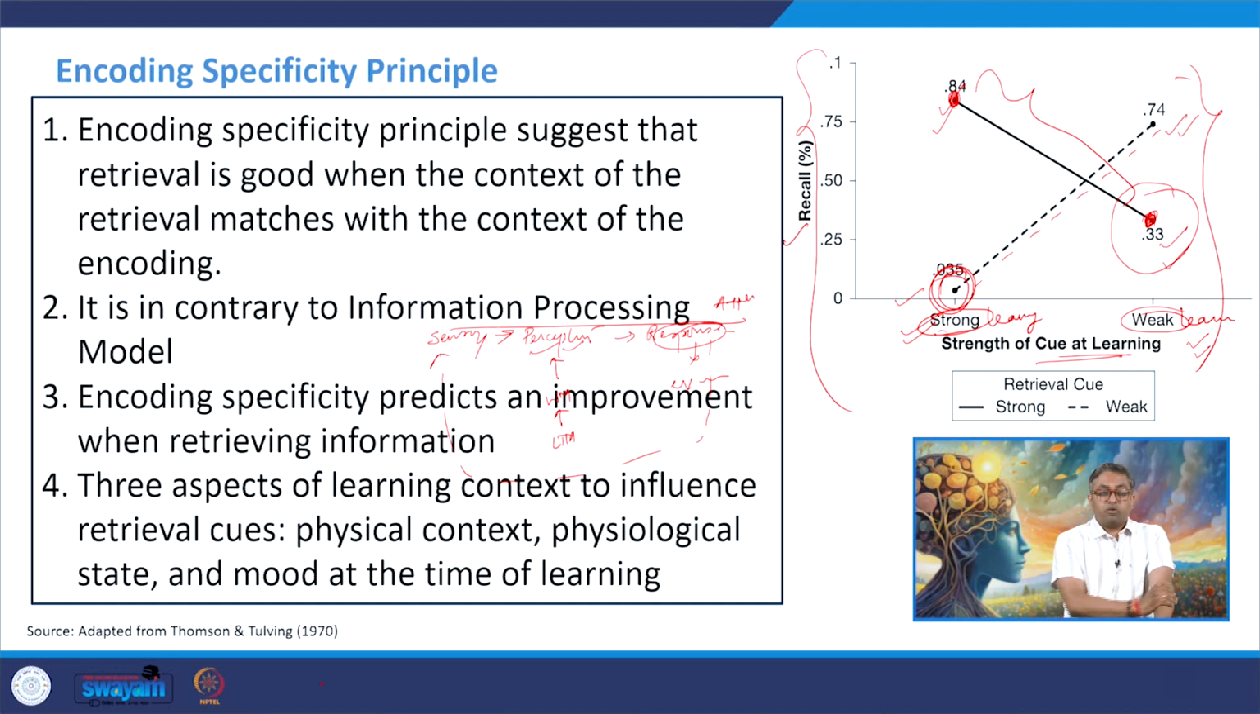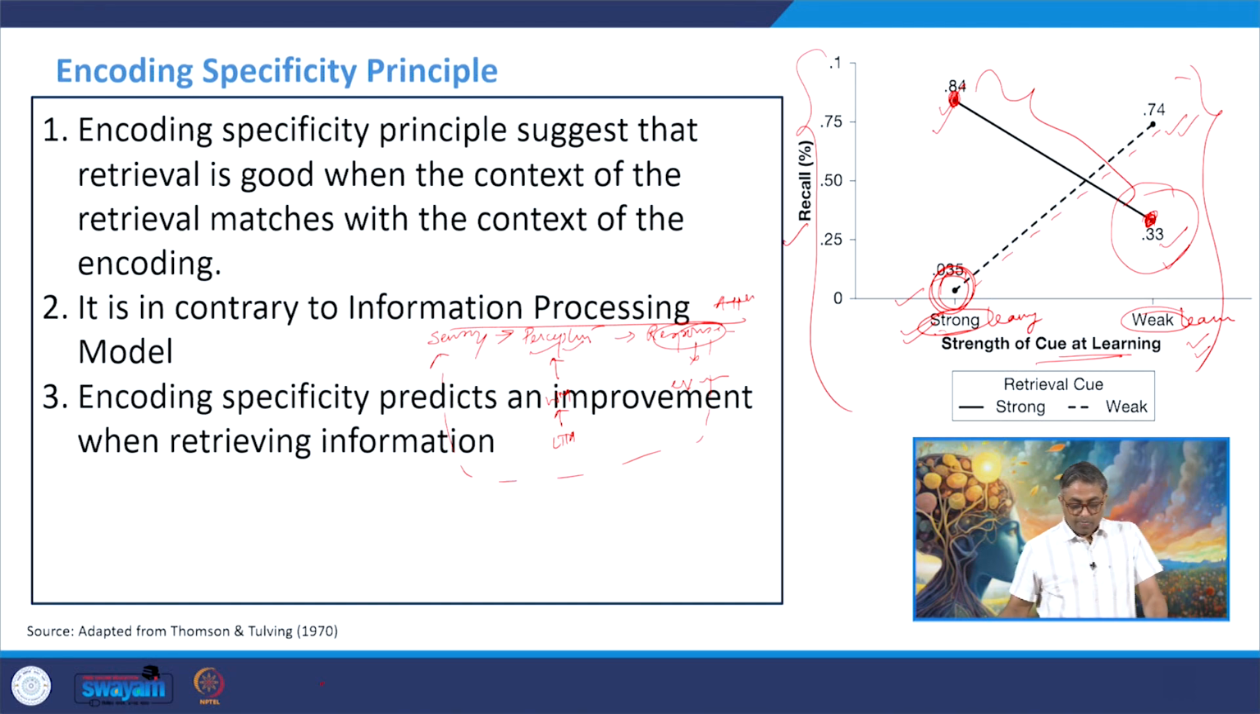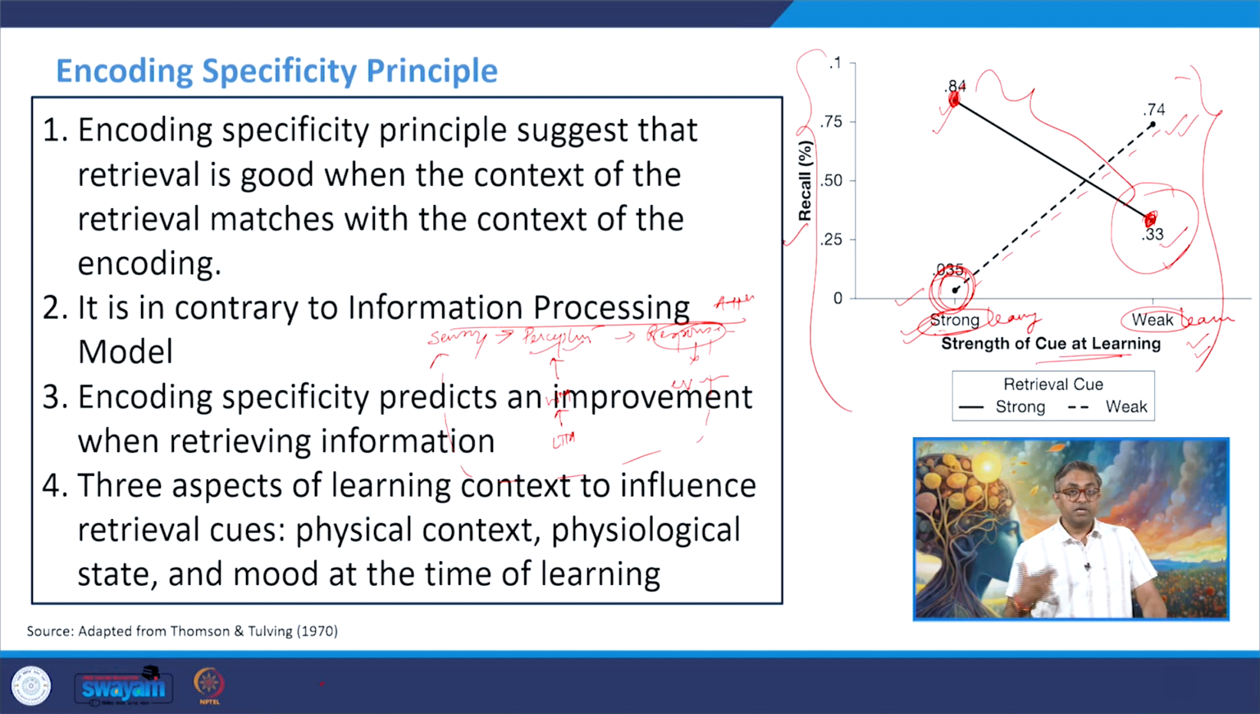It also talks about how the better the retrieval is, the better the prediction becomes, because the improvement in learning is quite obvious as the number of times retrieval happens increases. Three aspects of learning context. When we are talking about the encoding specificity principle, when encoding context and retrieval context are the same, then the retrieval is good.